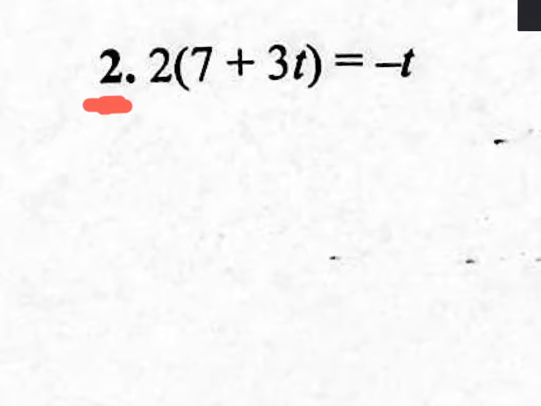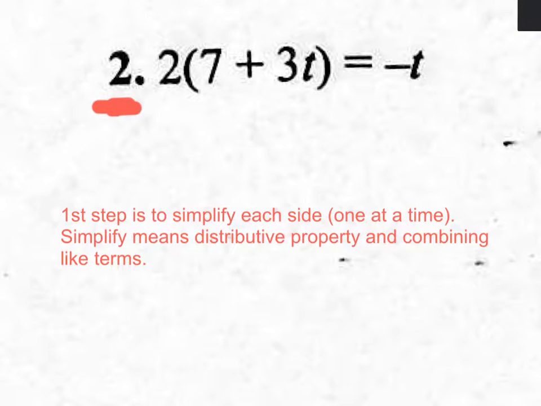Whenever you have an equation like this, the first step of solving any equation is to try to simplify, right? Now, what does simplify mean? It means either distributive property or combining like terms. That's what simplify means. If you forgot that, you need to remember that. So there it is. The first step to solving any equation is to simplify each side one at a time, and simplify means distributive property and combining like terms.